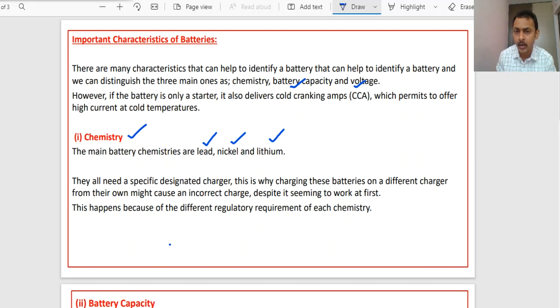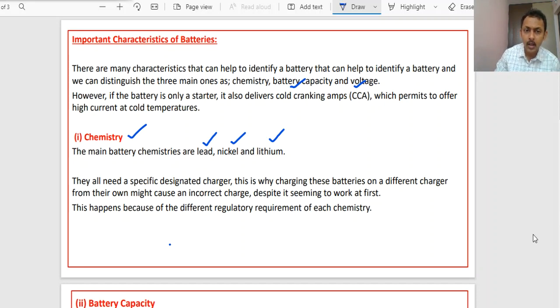The charging current required in order to charge the battery may depend upon the chemistry of the battery and its potential, all those factors, right? So while charging a battery, depending upon its chemistry, a specified charger is to be used in order to charge the battery.